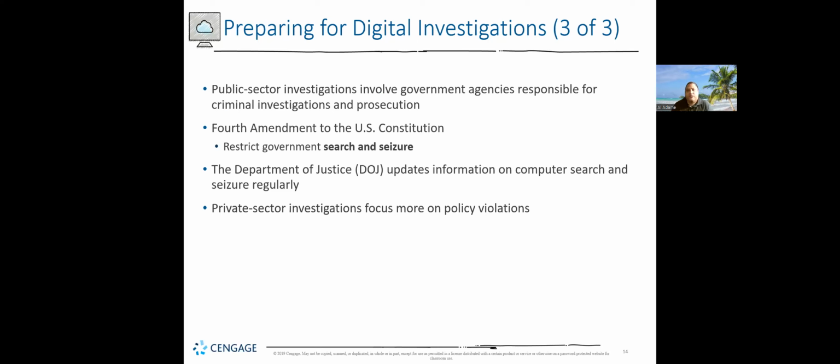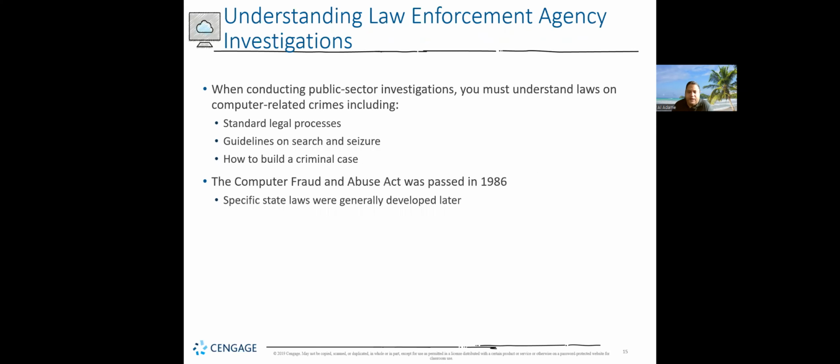The Fourth Amendment to the U.S. Constitution restricts government search and seizure. They need a search warrant. Without it, they can't do it. Otherwise, it's illegal, and it breaks the Fourth Amendment. The Department of Justice, DOJ, updates information on computer search and seizure regularly. This is true. You can check it out on their webpage if you're curious. Inbox me, and I will send you the link. Private sector investigations focus more on policy violations. So who broke company rules? Doing what? How so? With what? Etc. Etc. So moving on.